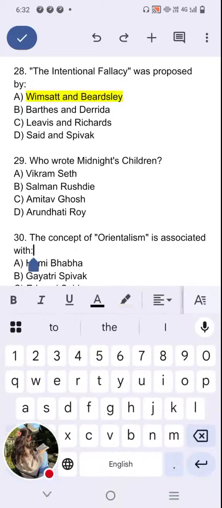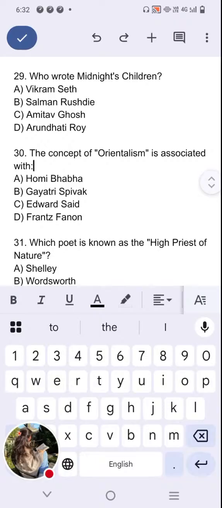Next question. Who wrote Midnight's Children? Very direct question, simple question. Option A, Vikram Seth. Option B, Salman Rushdie. Option C, Amitav Ghosh. Option D, Arundhati Roy. Who wrote Midnight's Children? And it is for this work that this person got the Booker Prize.